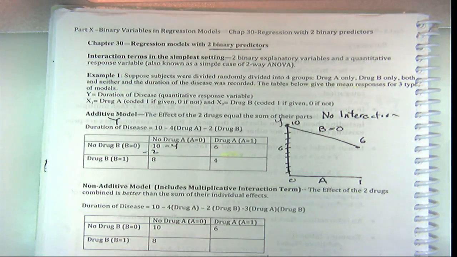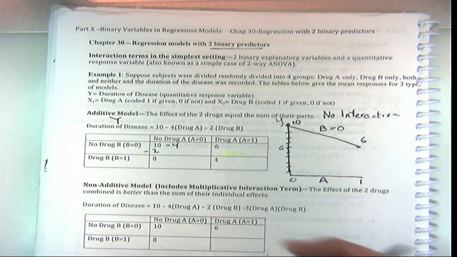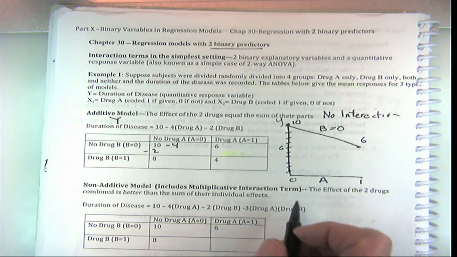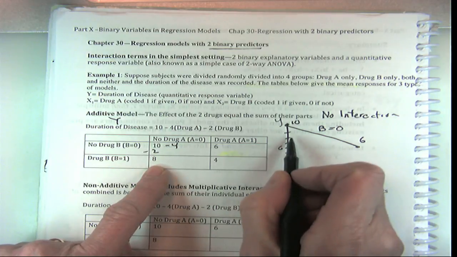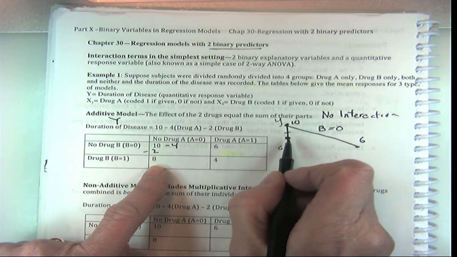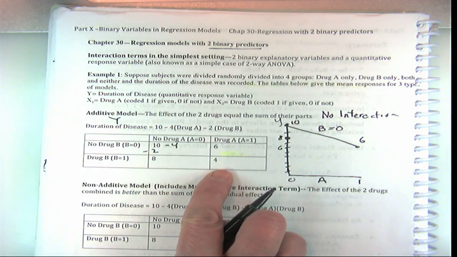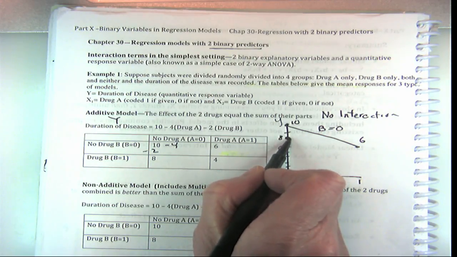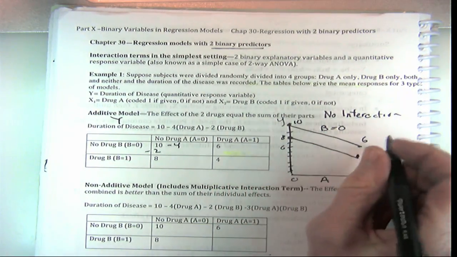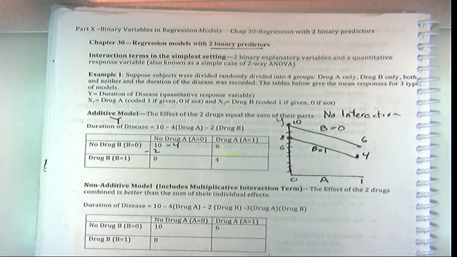B equals 0. So what happens when B is equal to 1? Now, when A is 0 and B equals 1, it lasts 8 days. So that's 8. And then if you give them both, it lasts 4 days. So it just has the same slope. It goes down 2, it goes down to 4. And this is when B equals 1. So those are parallel slopes, no interaction term.